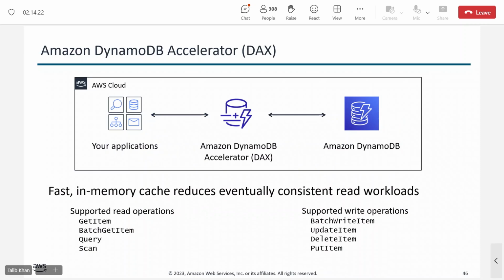Let's talk about DAX more. DAX is a DynamoDB-compatible caching service that you can use to benefit from fast in-memory performance for demanding applications. It gives you advantages: you get your response in microseconds, and you can use DAX to reduce operational and application complexity because it is a managed service that is API compatible with DynamoDB.